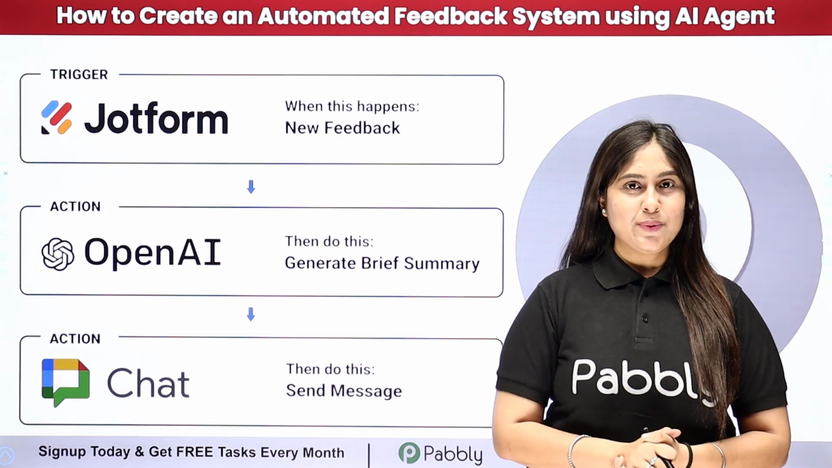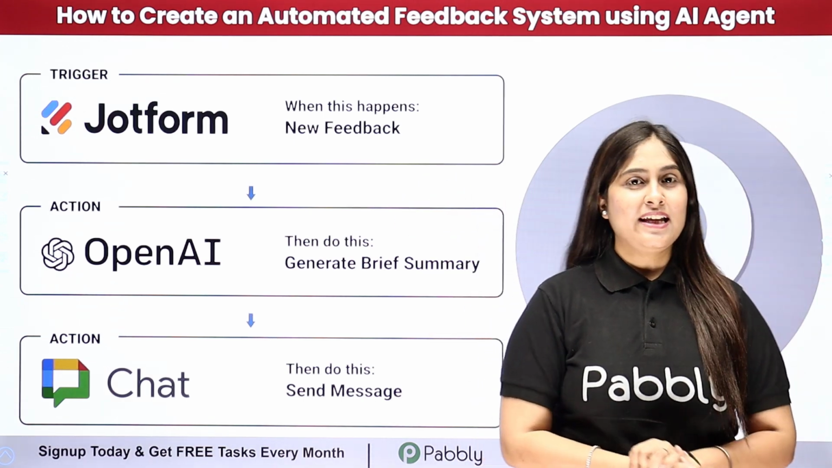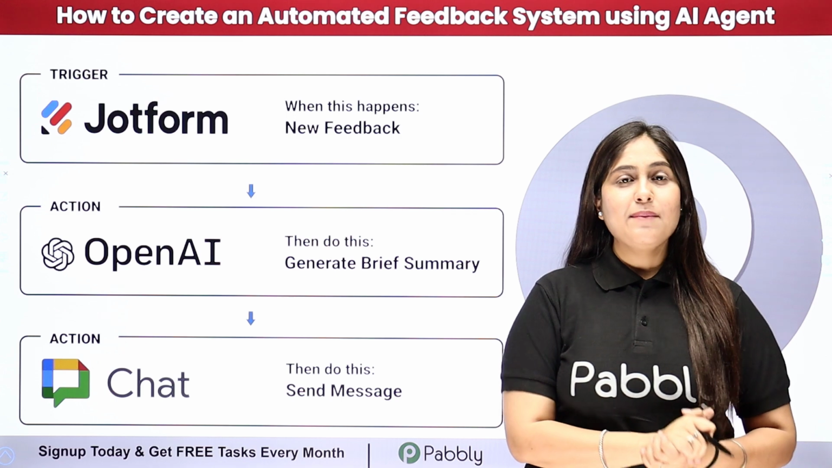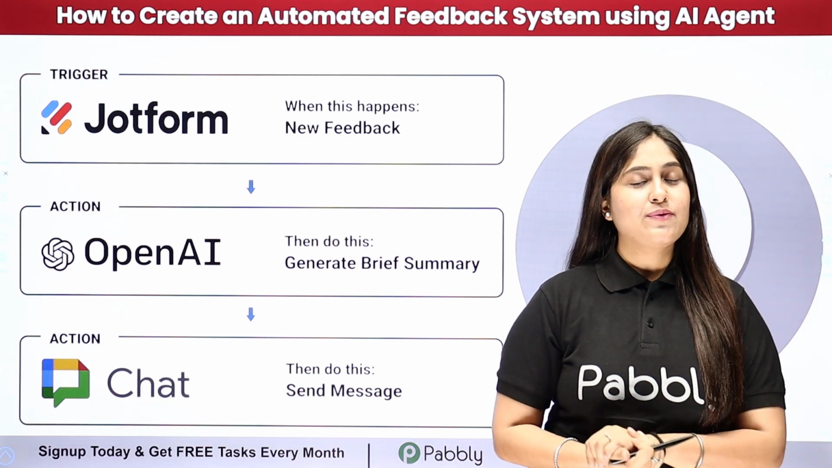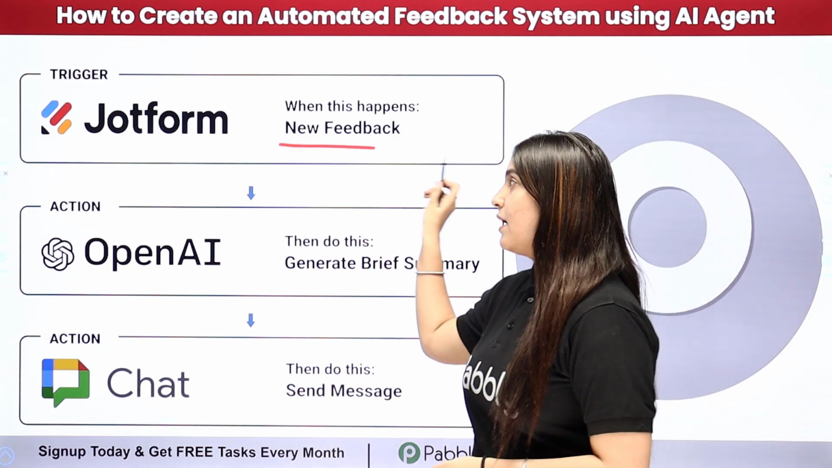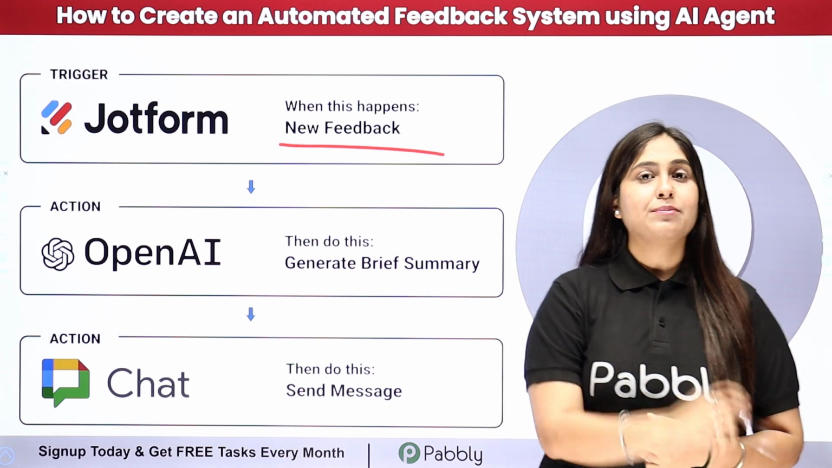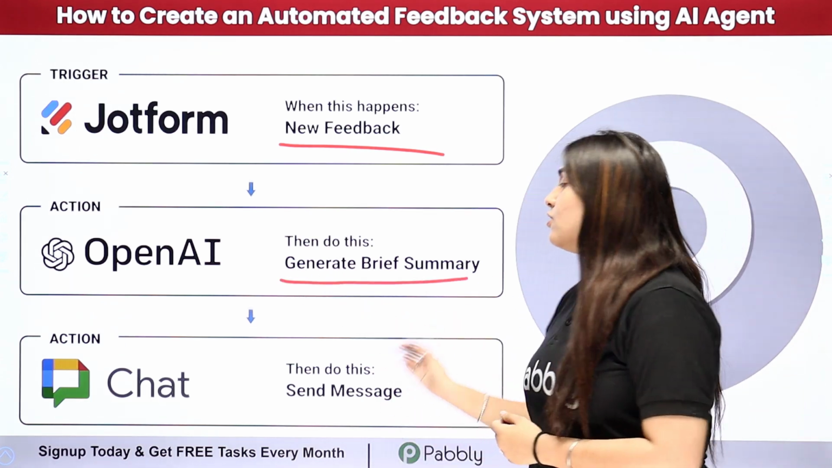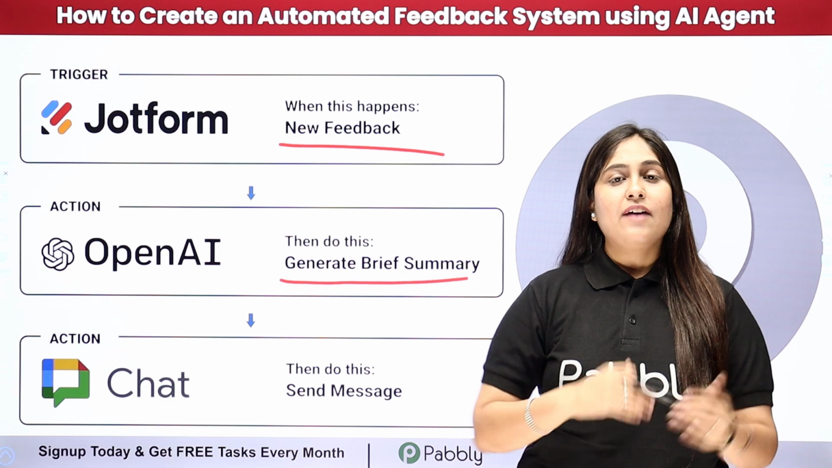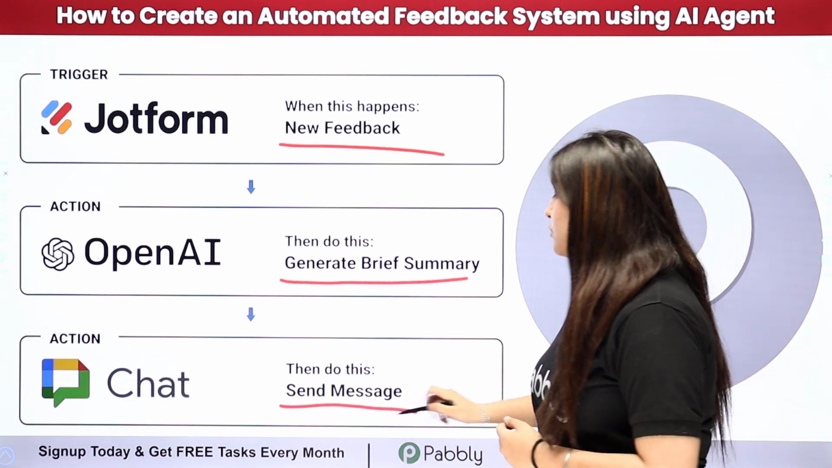In this video we are going to understand how to create an automated feedback system using an AI agent. As a business owner, I am using JotForm to receive new feedback from my customers. My objective is that whenever I receive a new feedback through JotForm, I automatically want to use OpenAI to generate a brief summary of that feedback and also categorize it. After generating the summary, I want to share it with my team members on Google Chat.